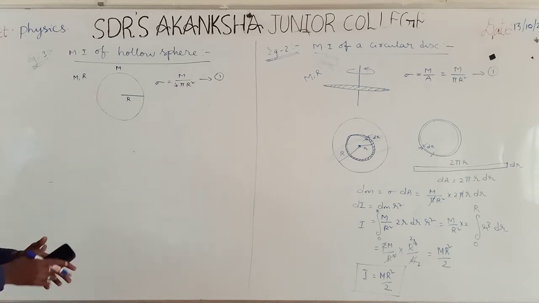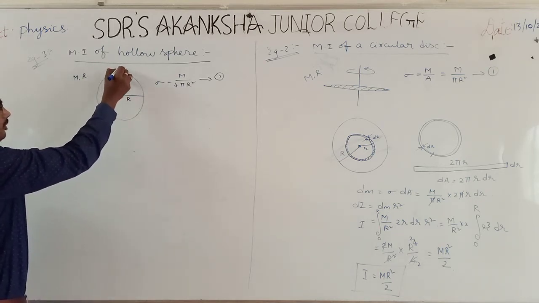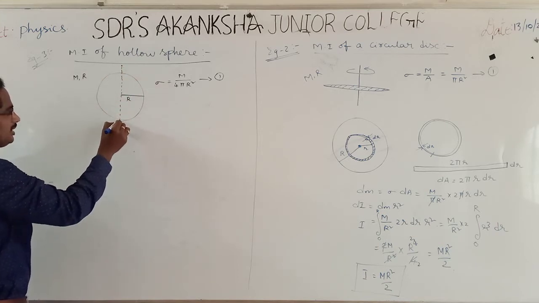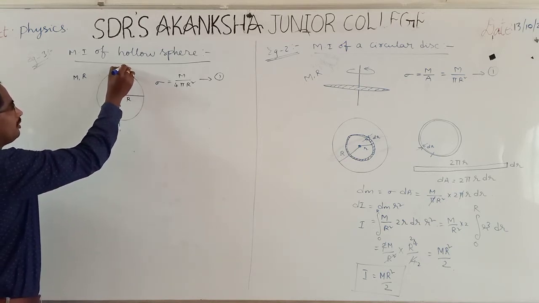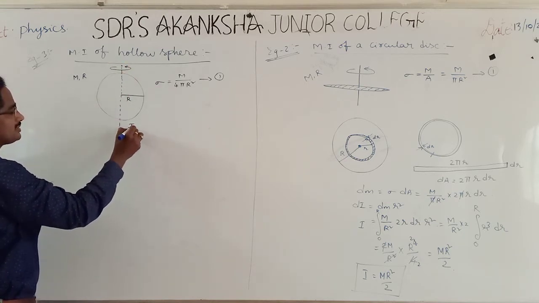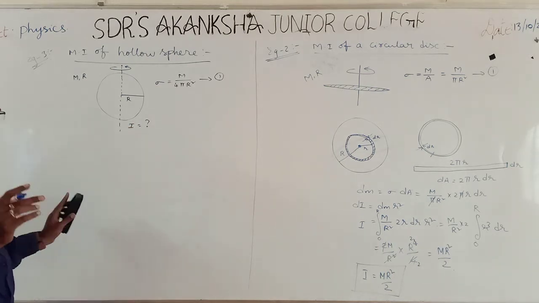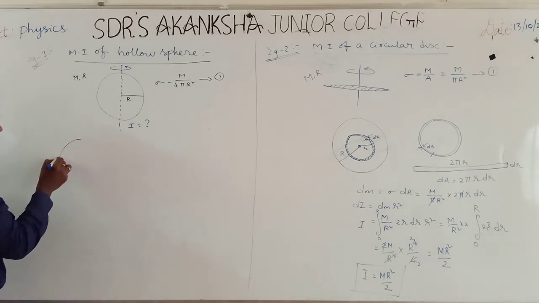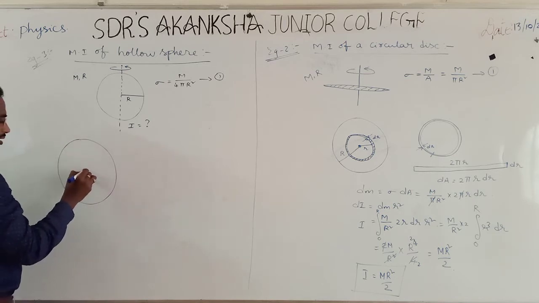Now I want to get the moment of inertia for this one when it's rotating about this diameter. This is the diameter for the sphere. Whenever it is rotating about it, what is the moment of inertia? This is the question mark here. How to get it? As earlier, here also we are considering a small elemental portion, a ring, like this.